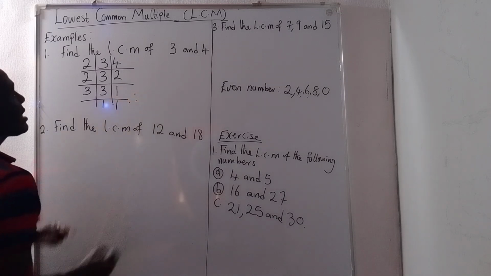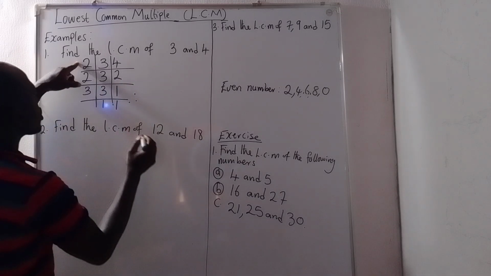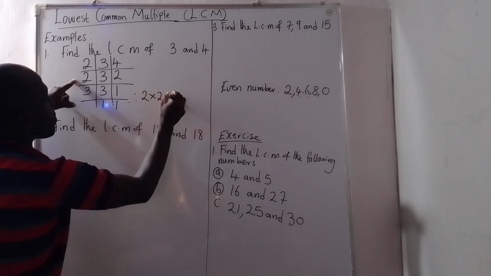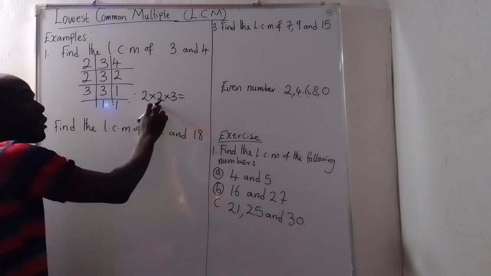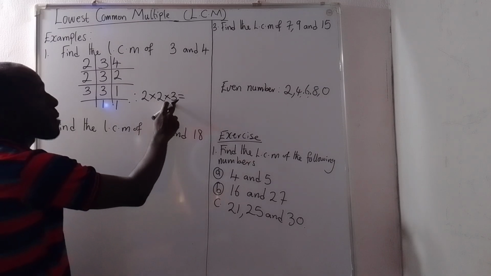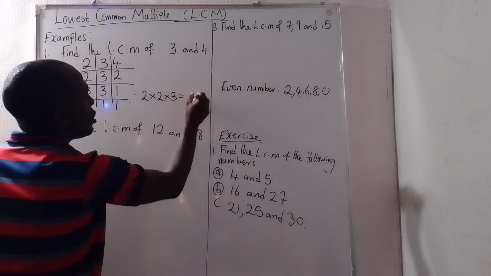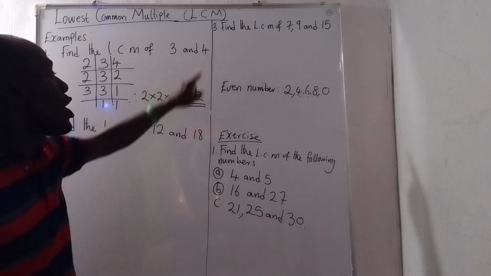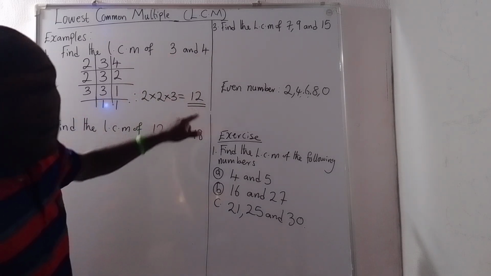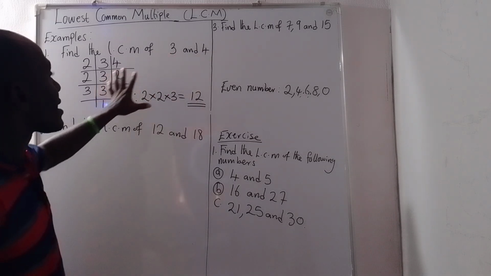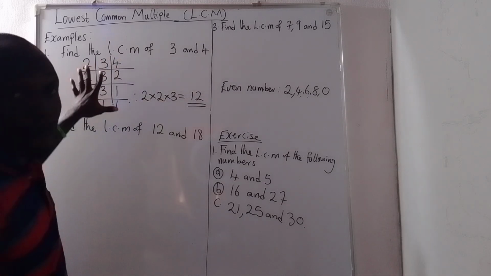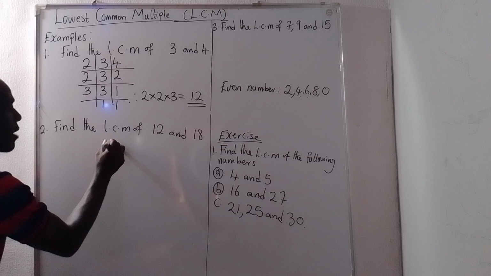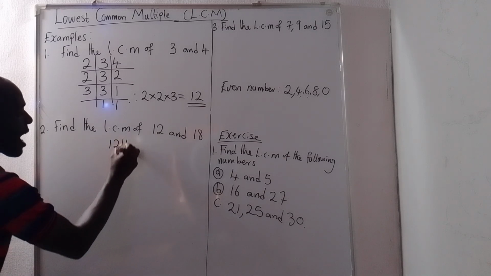Therefore, the LCM of 3 and 4, we multiply these numbers: 2 multiplied by 2 multiplied by 3. 2 multiplied by 2 gives us 4, and 4 multiplied by 3 gives us 12. Therefore, the LCM, or the lowest common multiple, of 3 and 4 is 12. This is a faster, quicker way of getting the LCM of numbers. We call it the factor method. Let's quickly look at number 2, in which we have 12 and 18.